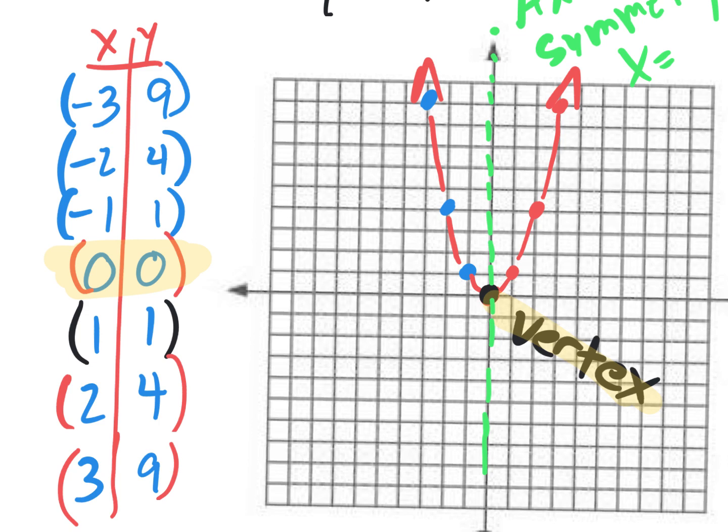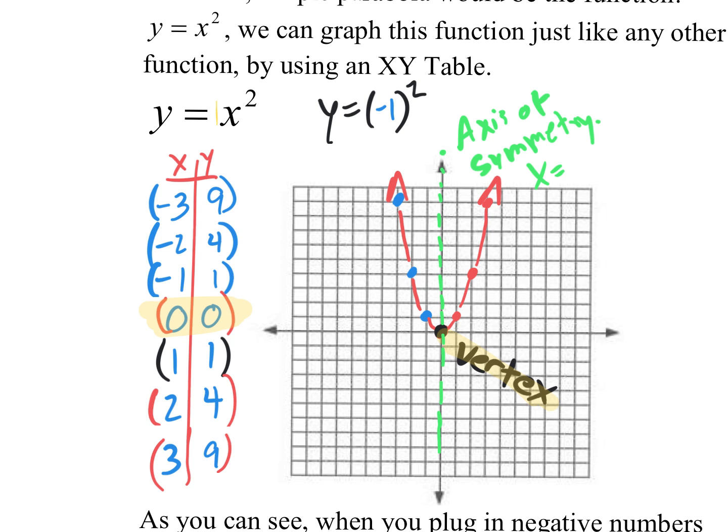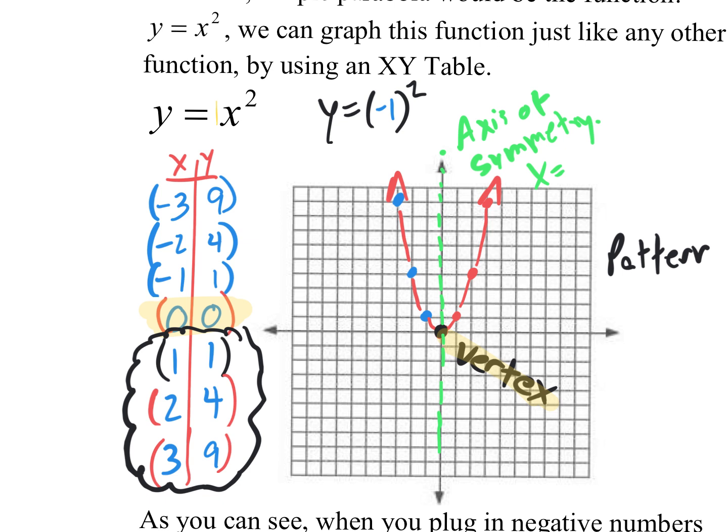Okay. So what does that mean? That means that any equation that has the a value of 1 is going to be exactly this width, not wider, not narrower. So what does that mean? That means that you could actually use these coordinates right here as if it were a pattern. So instead of them actually being coordinates 1, 1, 2, 4, 3, 9, you could think of them as a pattern: 1, 1, 2, 4, 3, 9.